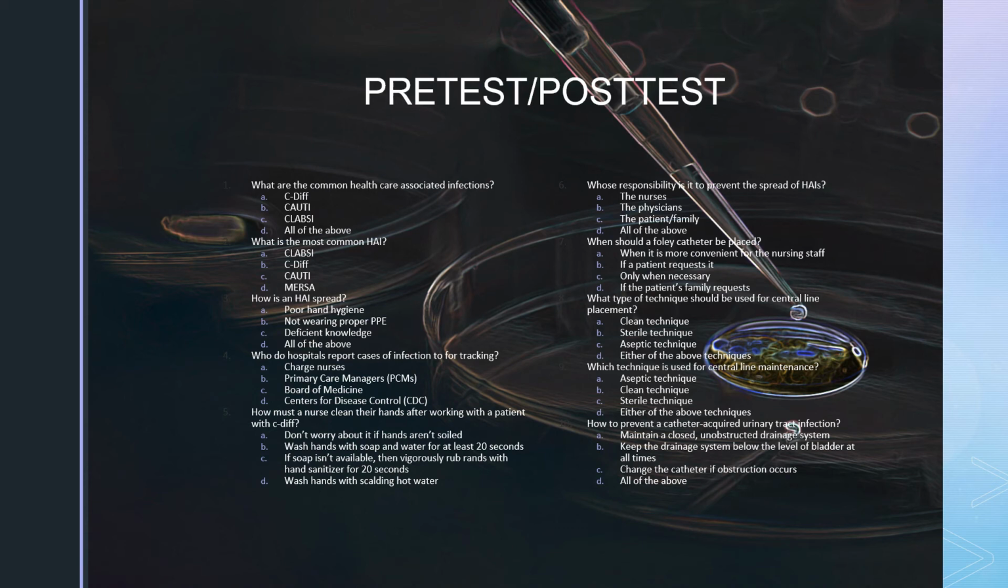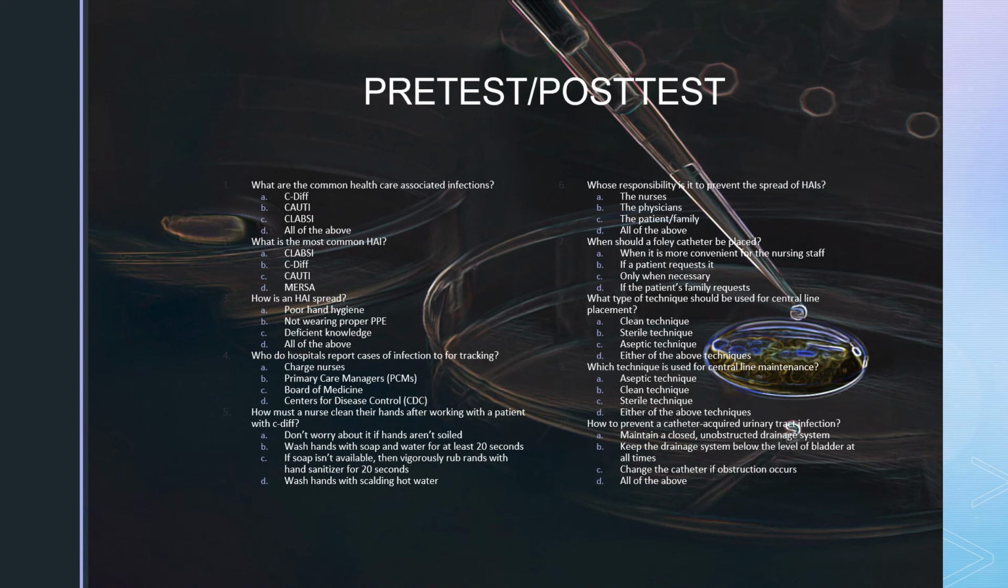How must a nurse clean their hands after working with the patient with C. diff? A. Don't worry about it if your hands aren't soiled. B. Wash your hands with soap and water for at least 20 seconds. C. If soap isn't available, then vigorously rub hands with hand sanitizer for 20 seconds. D. Wash hands with scalding hot water. B. Soap and water.